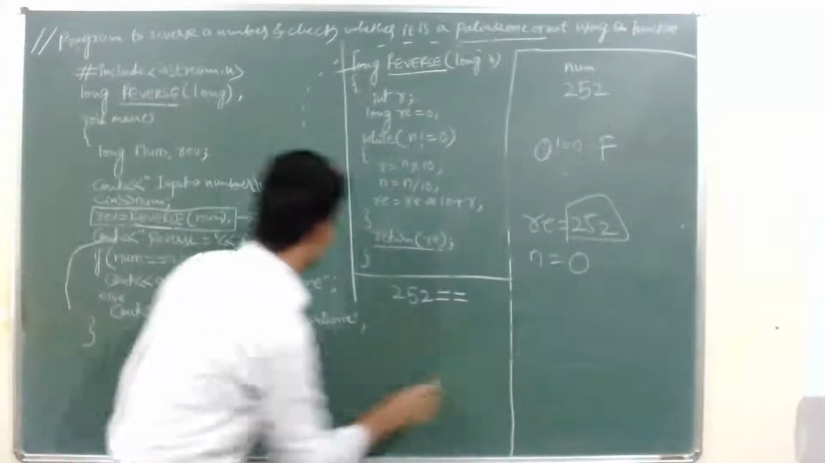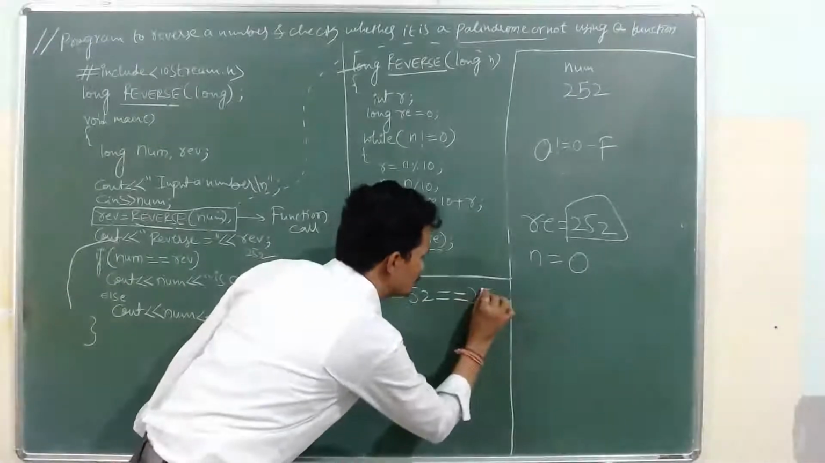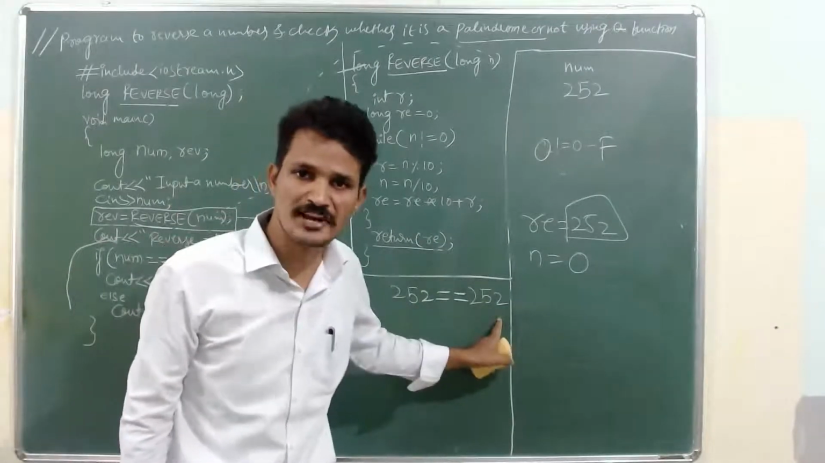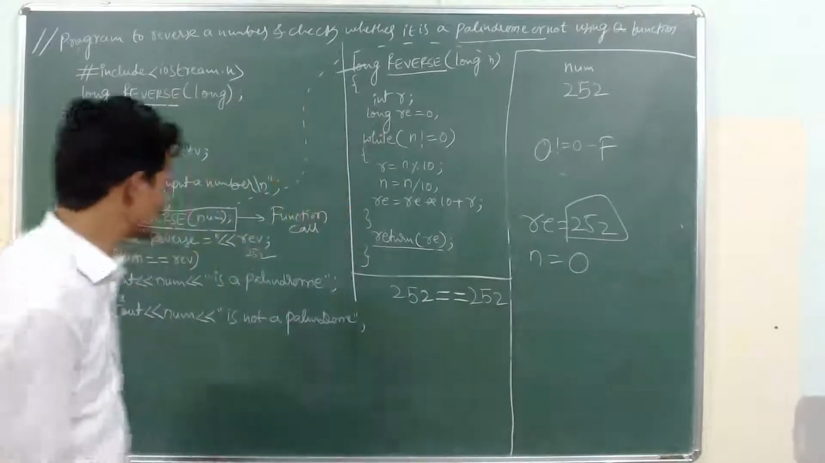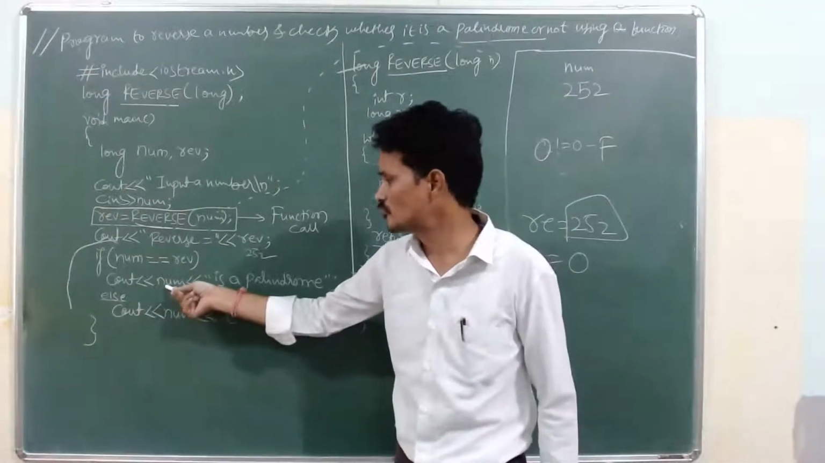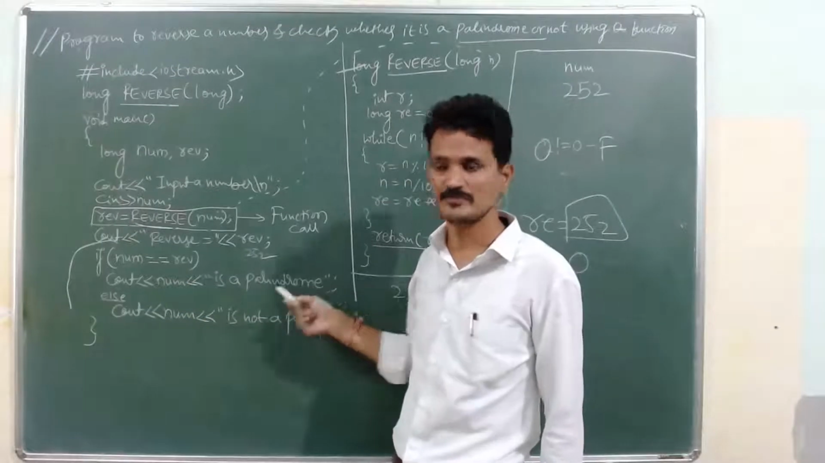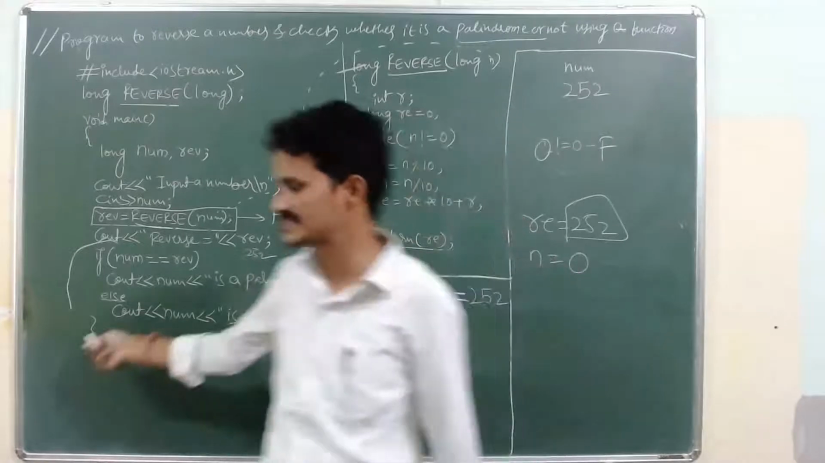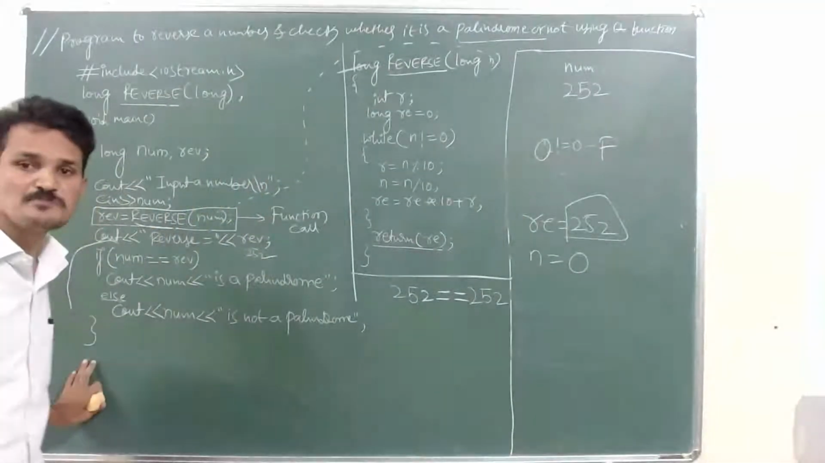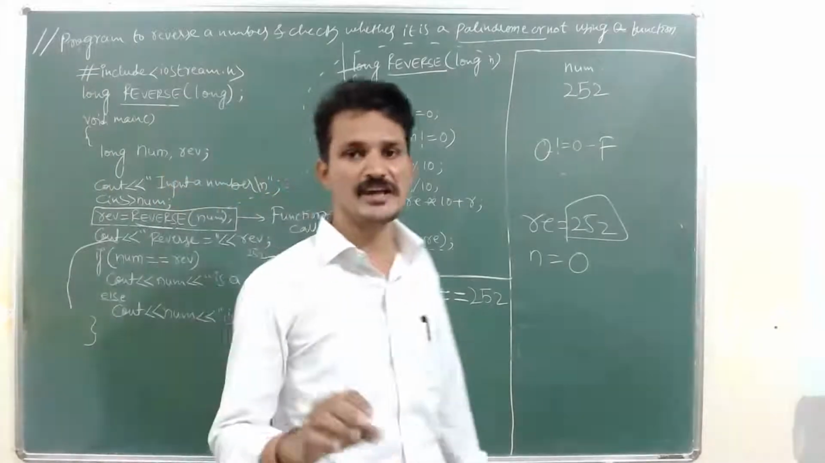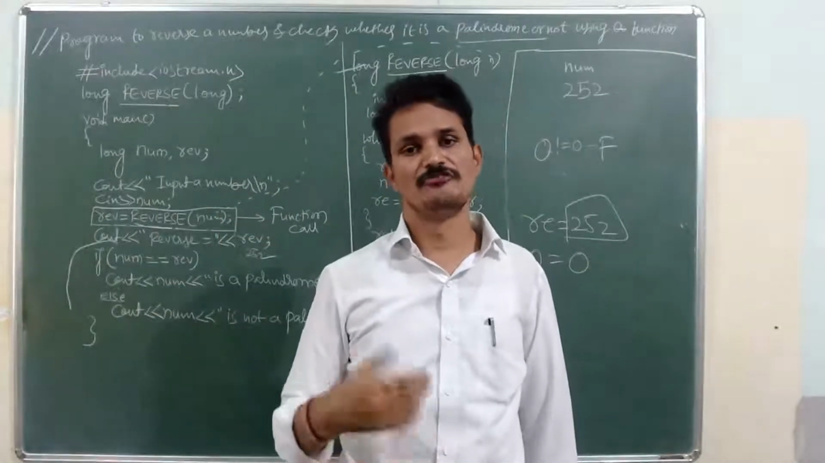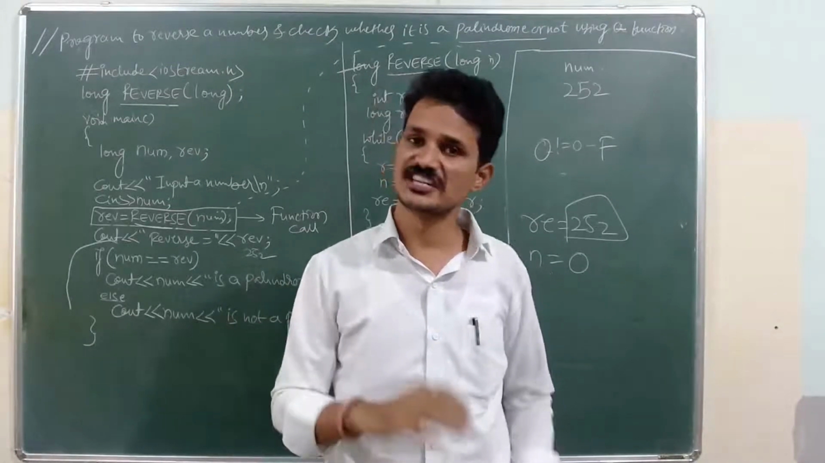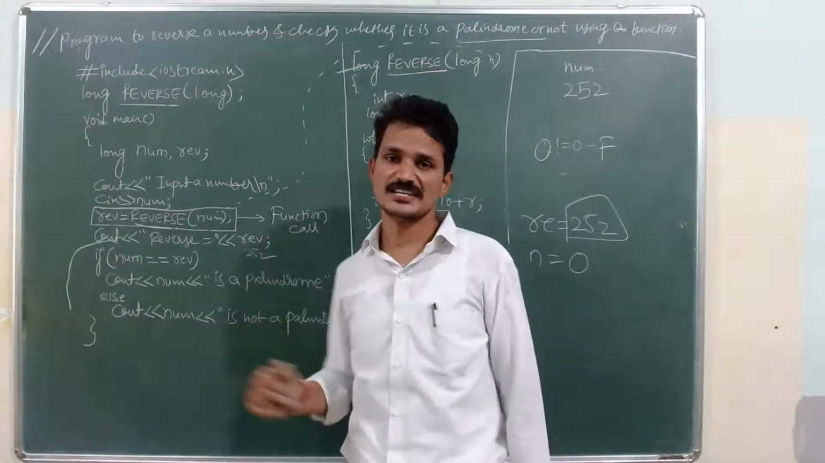Num is 252, reverse is 252. 252 is equal to 252. Yes, it is true. Condition is true. It is going to print: 252 is a palindrome. It comes out and executes the close flower bracket. That means end of the C++ program. That means we have given a number called 252. If I reverse that number, it won't change its value. That number is a palindrome.